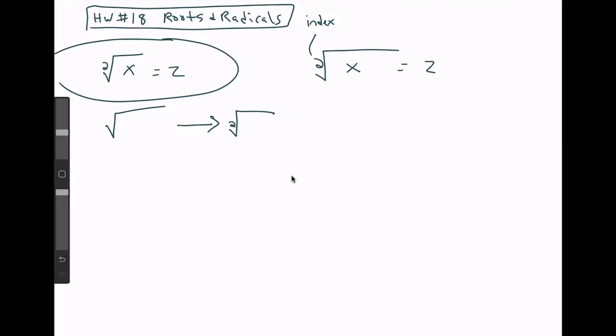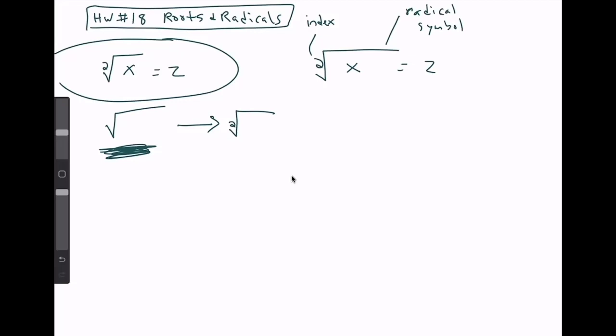Then we have the actual symbol, right? This over here that we were just talking about, that symbol where it looks like a check mark with an extended line across the top, that is called the radical symbol. And some of you may have heard the word radical in a different context, but in math, that's what a radical symbol is. You know, my handwriting isn't the best. That's an R. Radical symbol.